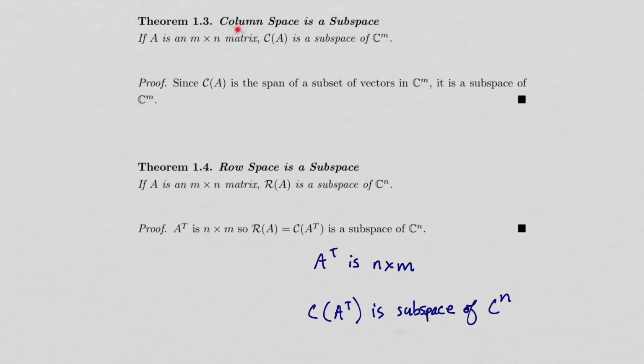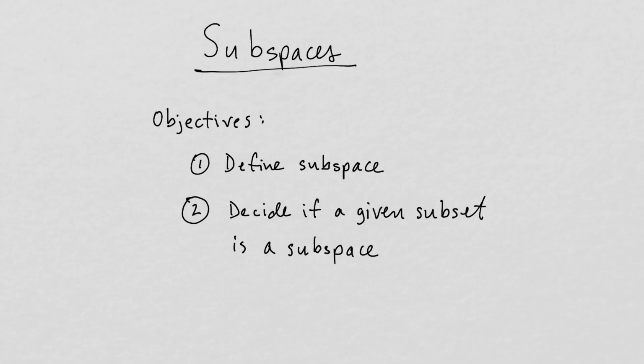All right, so the column space and the row space of a matrix are both subspaces. And that finishes this video on subspaces. So now you should be able to define what a subspace is, and more importantly, decide if a given subset of a vector space is actually a subspace.